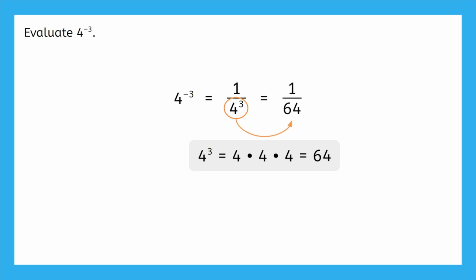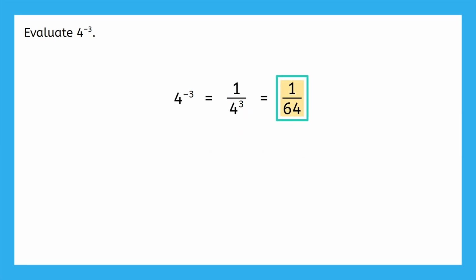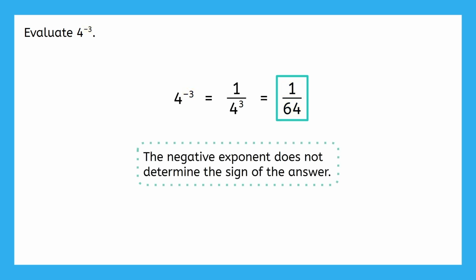When the base is a number, we can take it one step further and evaluate the expression. We already rewrote 4 to the -3rd power as 1/4 cubed. Now, let's evaluate the denominator. What's 4 cubed? 4 times 4 times 4, which is 64, meaning the final value is 1/64th. Notice that the result is positive, even though the exponent was negative. That's because the negative exponent does not determine the sign of the answer. It just tells us to take the reciprocal instead.